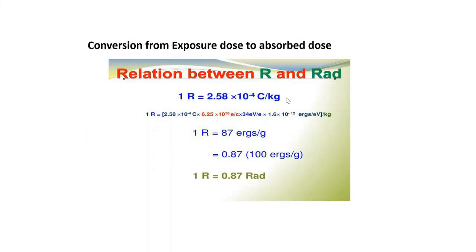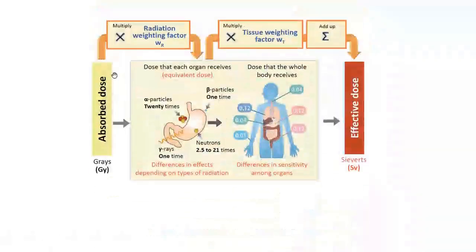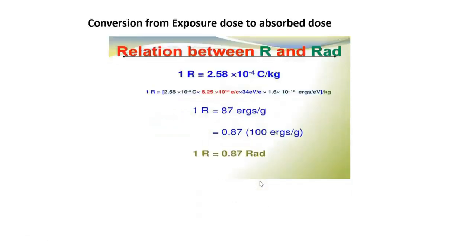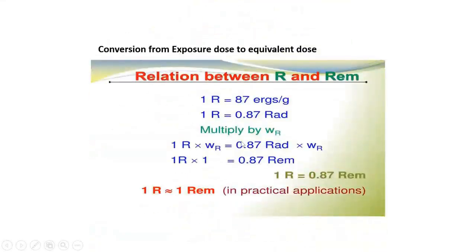Now, if you want to convert between Röntgen and rad, using this division or the equation in front of you, it's not crucial, but if you have an exposure value in Röntgen and want to convert it to absorbed dose in rad, you can multiply or divide by 0.87. Each Röntgen equals 0.87 rad, giving you the value of the absorbed dose. Regarding the equivalent dose, 1 Röntgen is approximately equal to 1 rem.